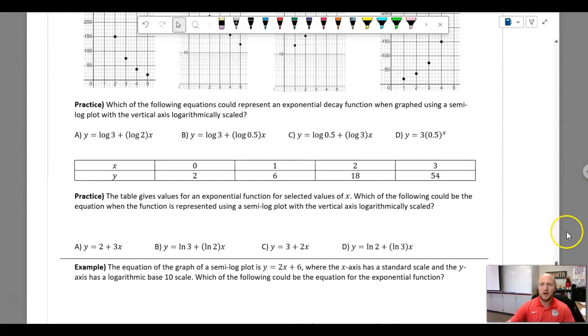All right, couple more practice ones here. Which of the following equations could represent an exponential decay function when graphed on a semi-log plot with a vertical axis logarithmically scaled? Pause me. Try this one.